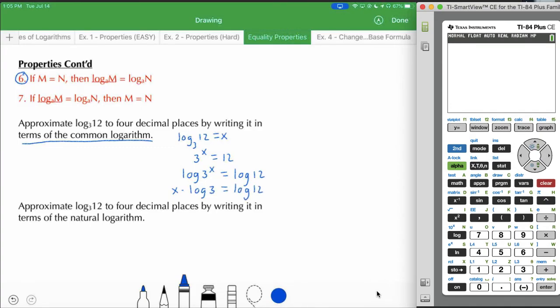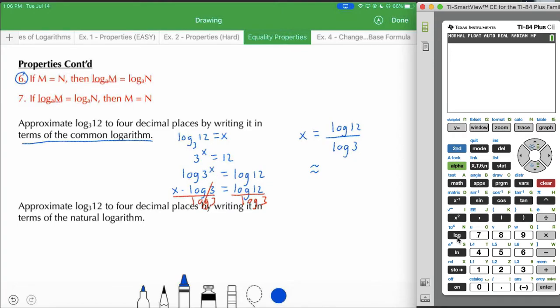That's going to lead me to x times common log of 3 is equal to the common log of 12, okay? And what you have to understand is that the common log of 3 is a numerical value, and so is the common log of 12. So I can solve for x here by dividing both sides by the common log of 3. Those will wipe out, and I will end up with x equaling the common log of 12 divided by the common log of 3. And the nice thing about this is my calculator is programmed for common logarithms. Okay, I can approximate this now using the calculator.